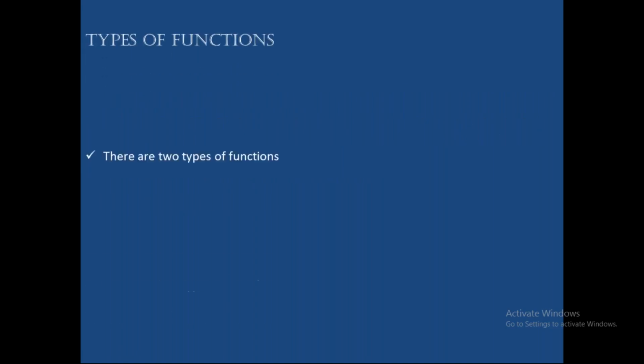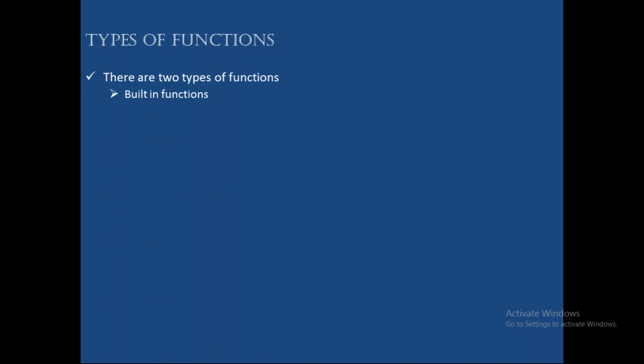Next, types of functions. There are two types of functions we have. One is built-in functions. Second one is user-defined functions. Can you tell me, A equal to 10, what is the type of A it will give? Integer. Name equal to Cloud Pandit, the type of name? String, sir. String, very good.